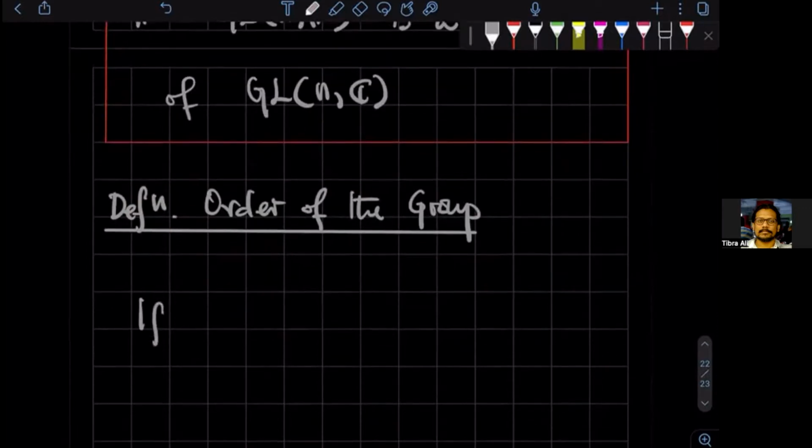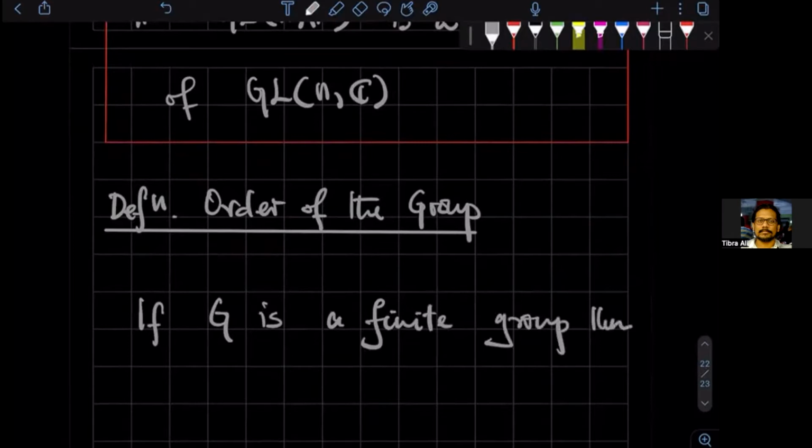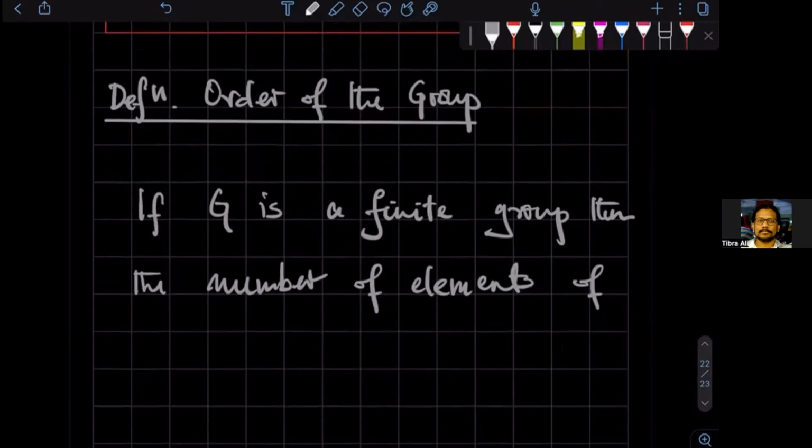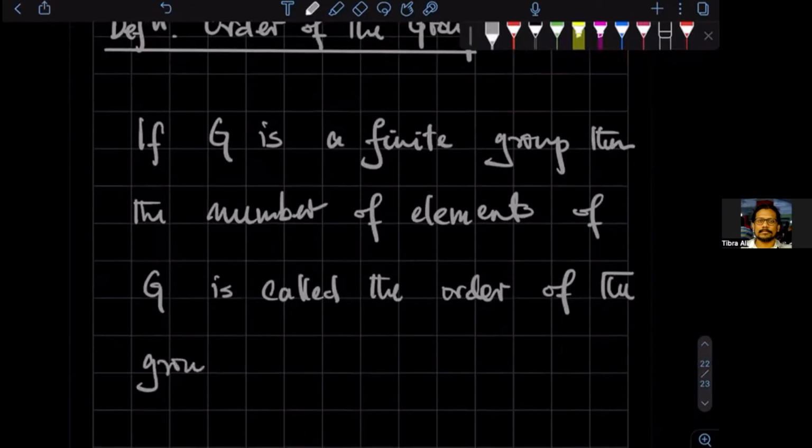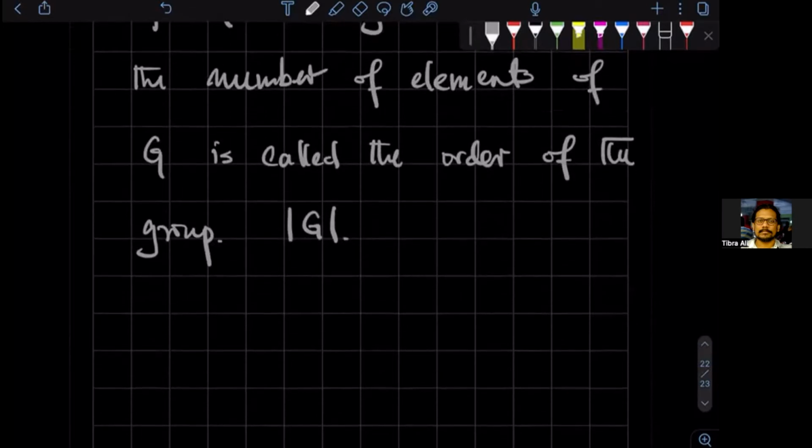So if G is a finite group, then the number of elements of G is called the order of the group. And I think it's written like mod of G. Okay, so this was a very quick definition.